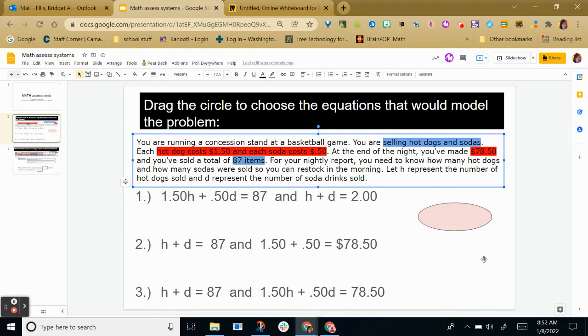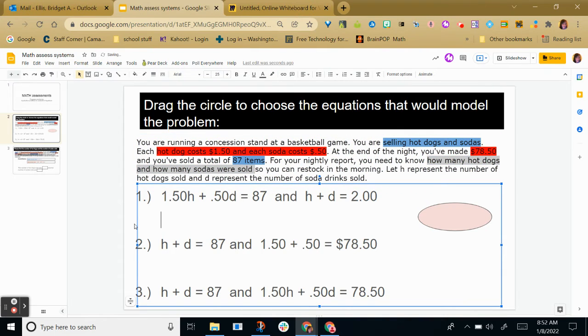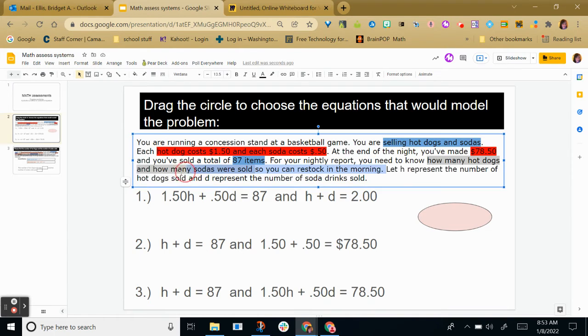The other thing that I want you to be aware of at this point is, what are we looking for? We've got to keep that in mind, especially when we're dealing with how much and how many. Are we looking for how much something was, or are we looking for how many there were? So let's look at the question part. It says, I need to know how many hot dogs and how many sodas were sold. So my answer is going to be the number of something, right? There's not going to be any mention of dollars in my answer. It's just going to be the number of something sold. In fact, you can see here it says let H represent the number of hot dogs sold.